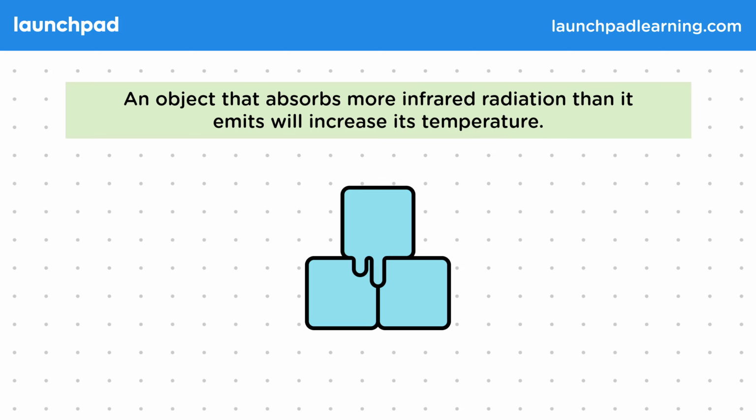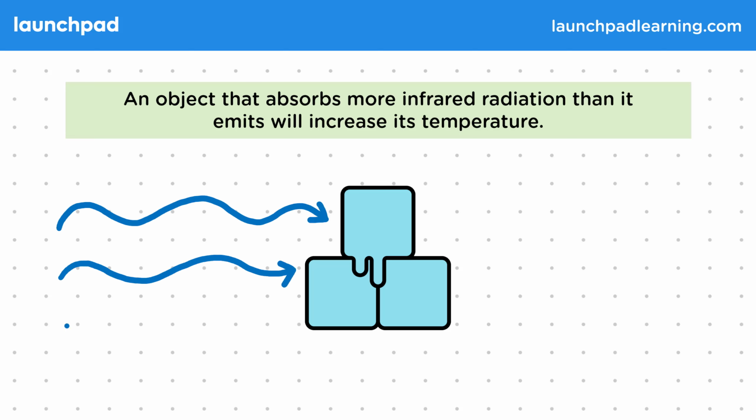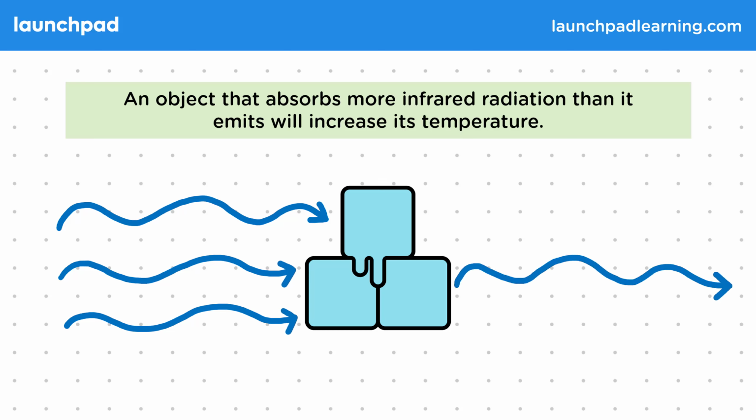For example, let's consider these ice cubes. They will absorb a fair amount of infrared waves from their surroundings, but they will emit very few waves at the same time. So the ice is absorbing a lot of energy from these waves, but releasing very little of that energy. So overall, the ice will be heating up, causing its temperature to rise.